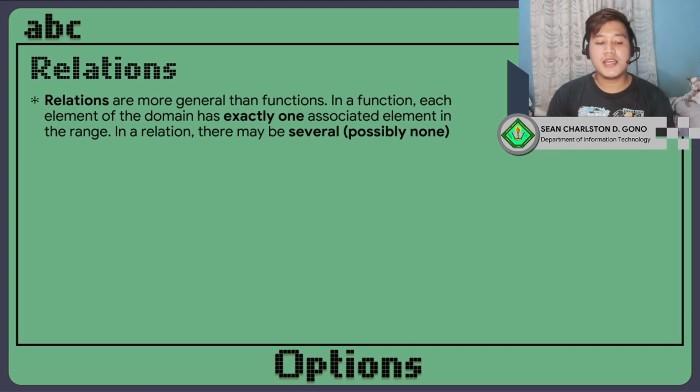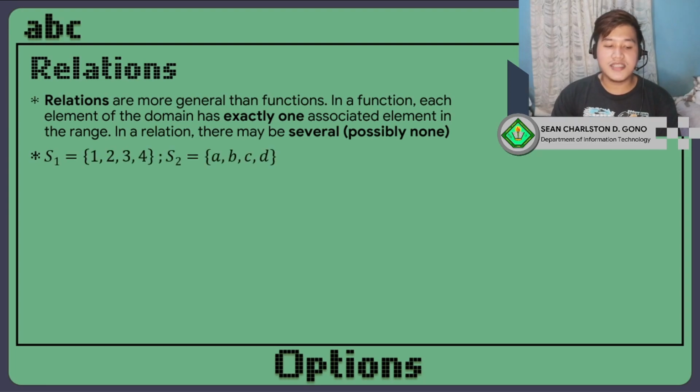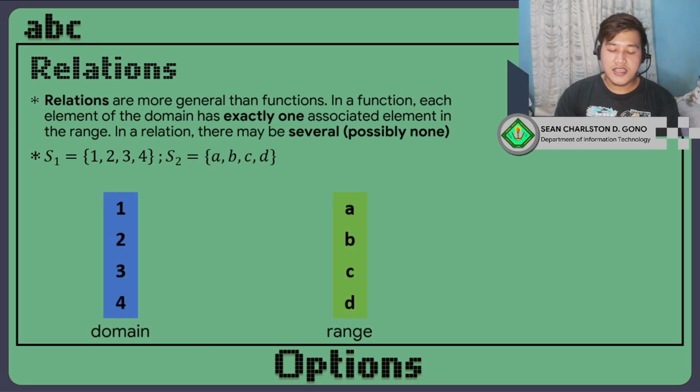So what do we mean by that? Let's use the examples again. So that's set 1 is 1, 2, 3, 4 and set 2 is A, B, C, D. And let's write it down like this. So before, we have 1, 2, 3, and 4 pointing at A and B only. But in a relation, it can be like this.